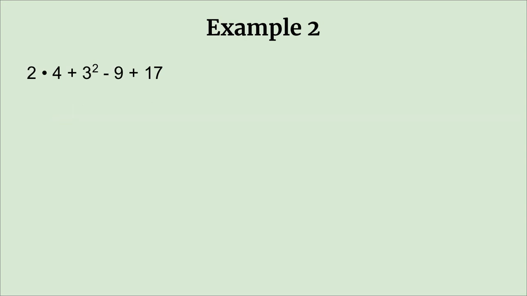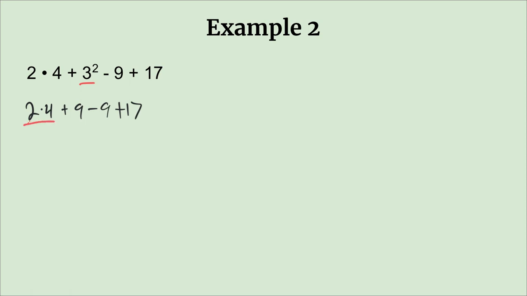All right, if you feel confident, take a minute, pause, try this problem on your own, and then once you get your answer or once you get stuck, go ahead and press play, and I'll go through it. There's no parentheses here, so we're going to start with our exponent. So we've got 2 times 4 plus 9 minus 9 plus 17.